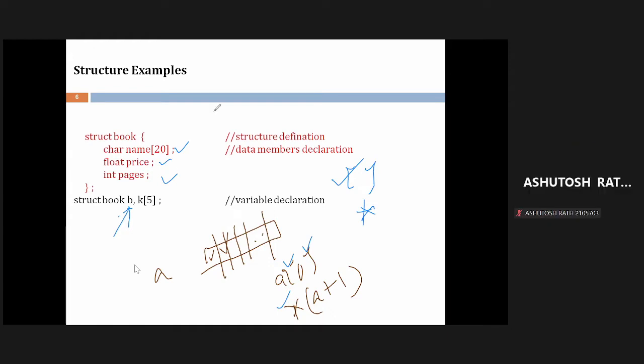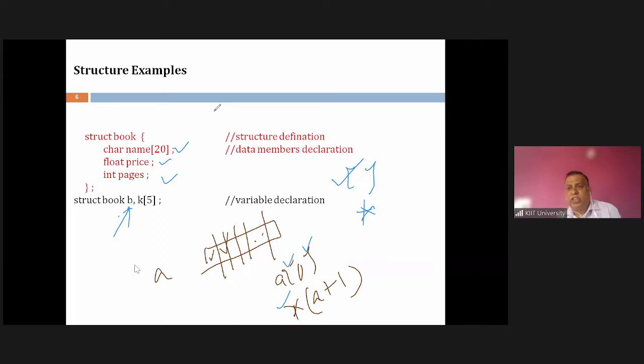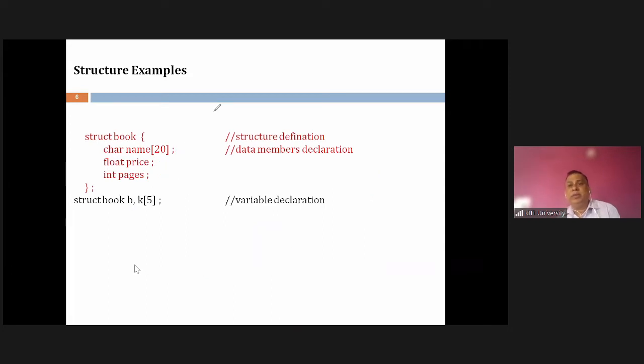Okay, now let me see. Operator doesn't always mean addition, subtraction, multiplication, division. It means many things. Bracket can be an operator. Star can be an operator also. Look at this. So I have declared this.